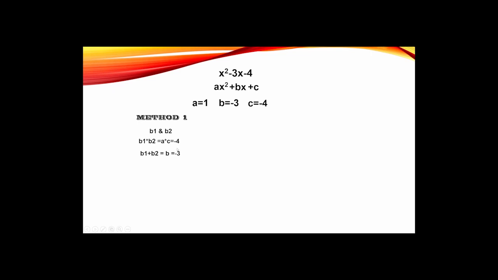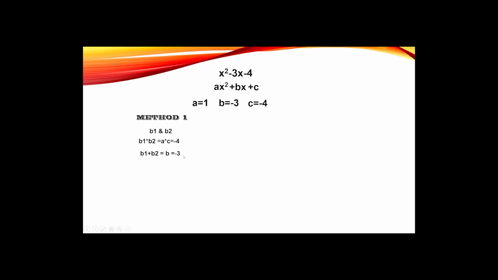But what about this condition, b1 plus b2 equal to minus 3? b1 is 4 and b2 is minus 1. 4 minus 1 equals 3, but what we should get is minus 3. Therefore, this condition cannot be satisfied.